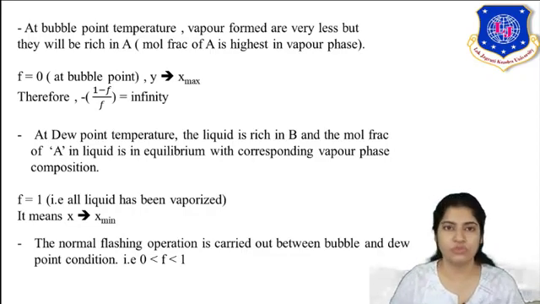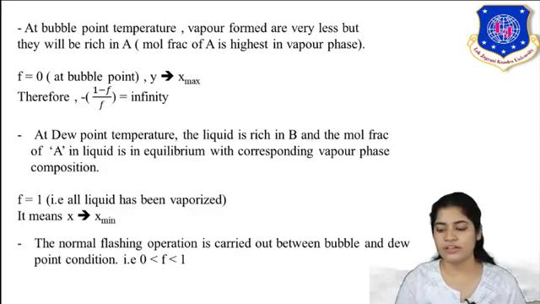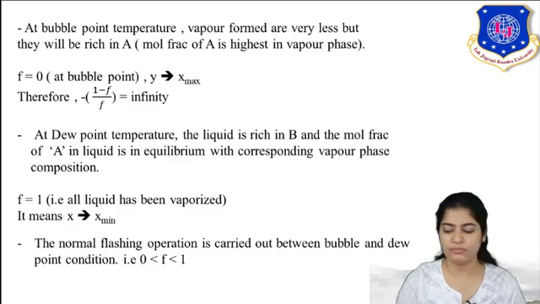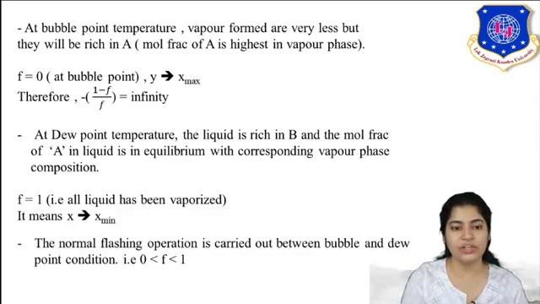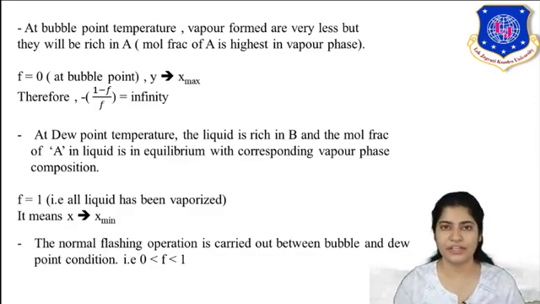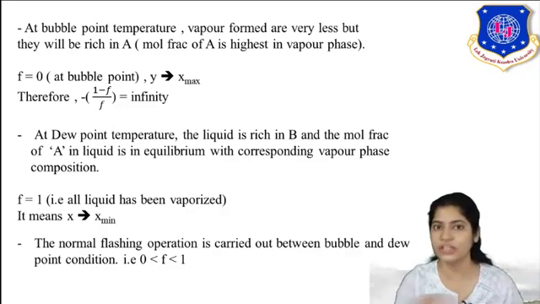So hence what is the slope here? We saw lastly that slope was minus L by V. So I can say my slope, again I can represent it as minus (1 minus F) upon F. But F is 0 here, hence your slope is infinity. Similarly, if I am introducing my feed at dew point temperature, it means your feed is totally vapors.